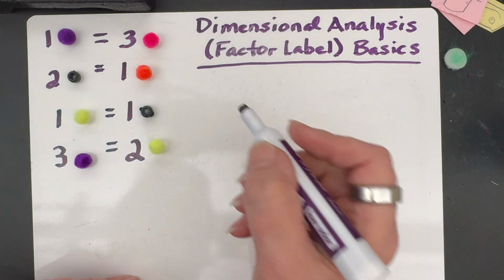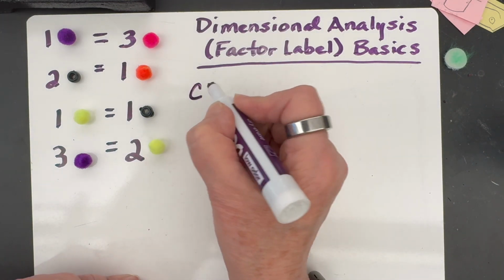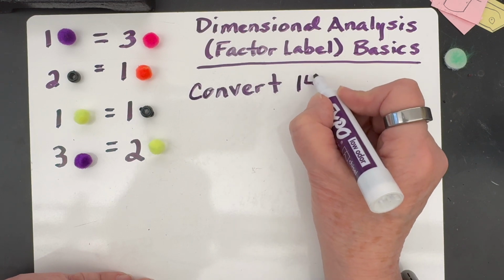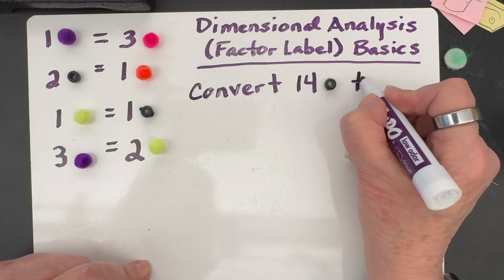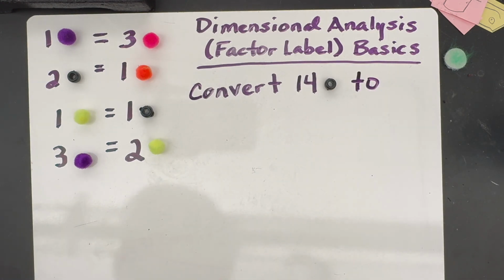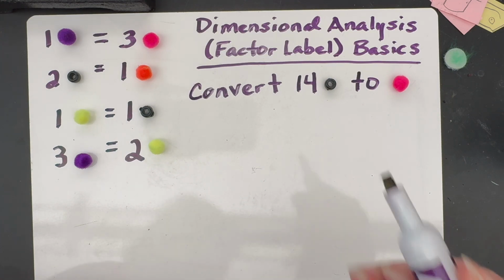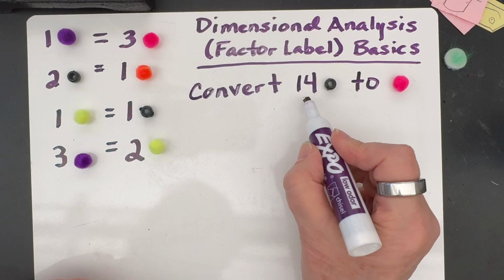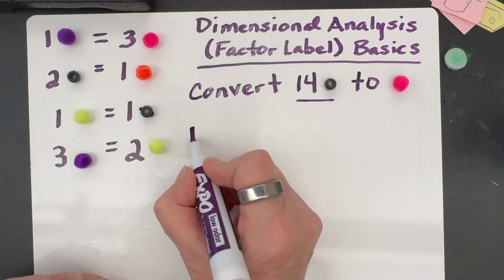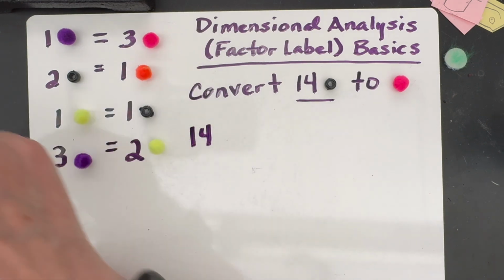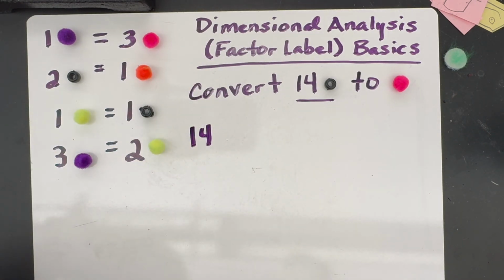Let's say our problem is to convert 14 black beads to pink fuzzies. So you always start off with what you are given. In this case, we are given black beads and we are given 14 of them. So we're going to start with that, 14 black beads.